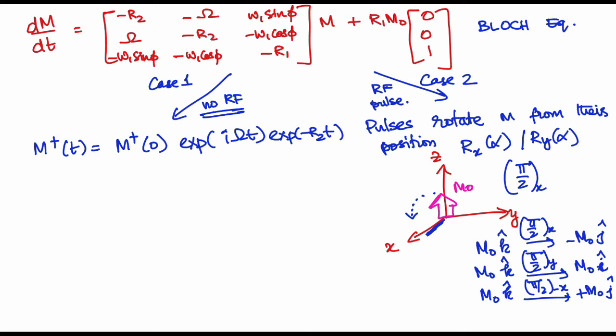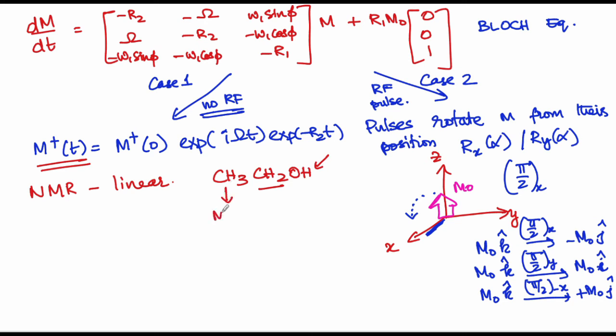So far the cases that we have discussed have only a single M naught, but NMR is a linear spectroscopic technique, meaning that let's say you take the example of CH3CH2OH. You have three different M naughts, one with respect to methyl, one with respect to methylene, the other with respect to hydroxyl. Each of these M naughts that is present for these spins, let us say we take as M1 naught, M2 naught and M3 naught. What ends up happening is that you get a signal for each one.